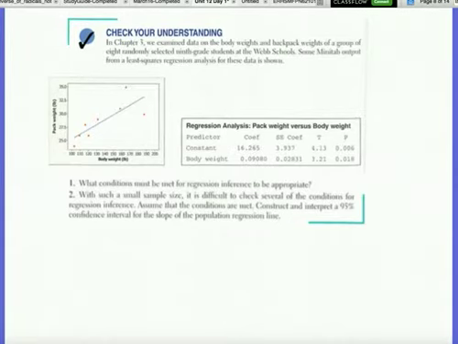Check your understanding. In Chapter 3, we examine the data on body weights and backpack weights for a group of 8 randomly selected 9th grade students at the Webb schools. Some Minitab output from a least squares regression analysis for these data is shown. Number 1 asks us what conditions must be met for regression inference to be appropriate.